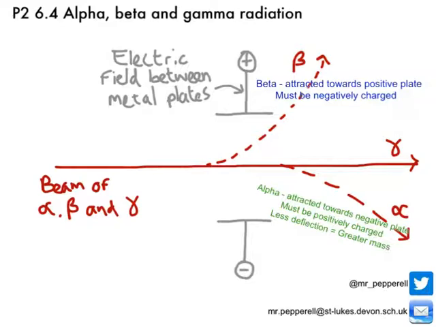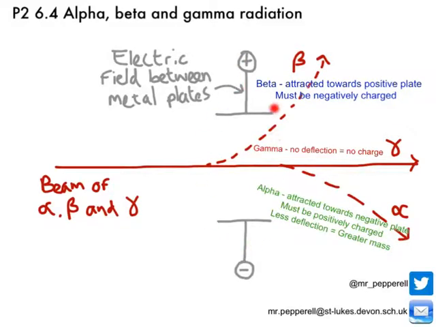Okay, and finally, what's the last thing we need to think about? Well, of course, it's our gamma ray there. Finally, the gamma, we can see that there's been no deflection. It's because the gamma radiation is simply electromagnetic radiation, and it has no charge at all, so it's not affected by this electric field.